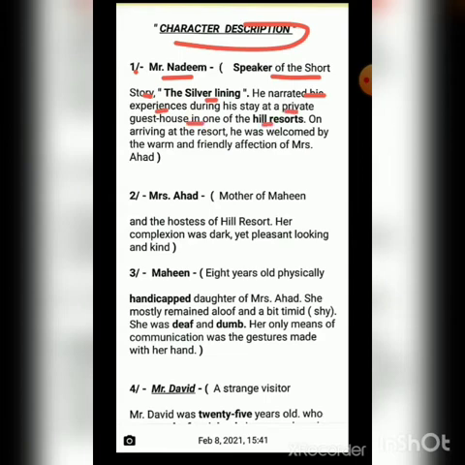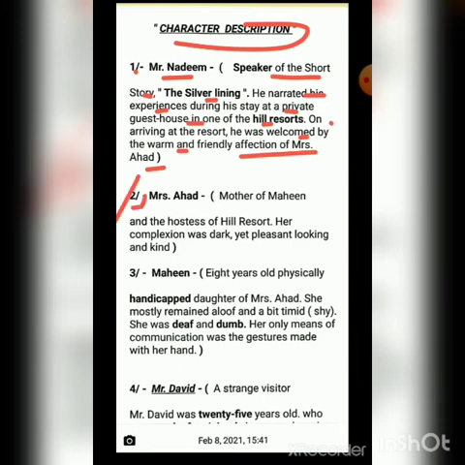Now he's explaining his experiences during his stay in one of the hill resorts. On arriving at the resort he was welcomed by the warm and friendly affection of Mrs. Ahad. And who were Mr. and Mrs. Ahad? Mr. and Mrs. Ahad were the landlord and the landlady of the hill resort, so they owned the resort.